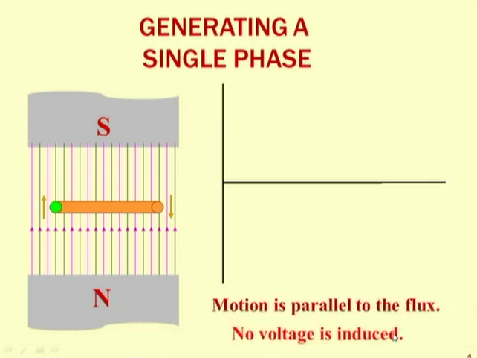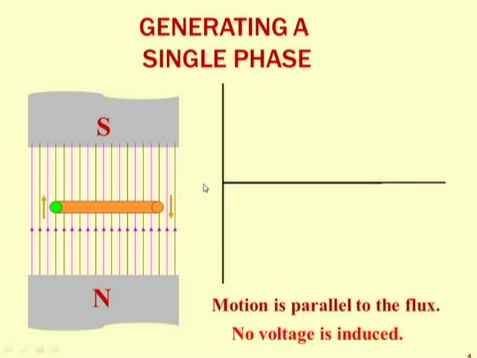Okay. So now if we try to draw the waveform with reference to time, say the x-axis is my time and y-axis is my voltage, then in this position, due to motion parallel to the flux lines, no voltage is induced, so the voltage induced is equal to 0. So this is the 0 line.